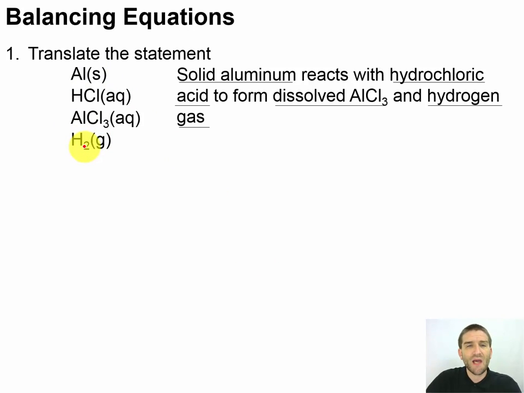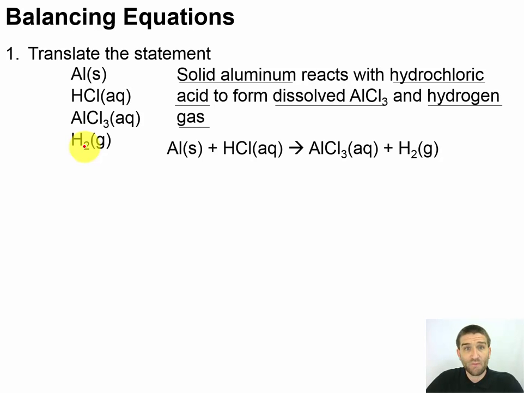Now the next step of balancing our equation, now that we've translated the statement and we know what we have and which ones are going to be the reactants and products, we've got to actually go ahead and lay them out with that arrow. And remember I said to form or to yield. That tells you it's time to write your arrow. So we've written it all down. But notice, I have one hydrogen atom on this side and two hydrogens on this side. I've got one chlorine and three chlorines.